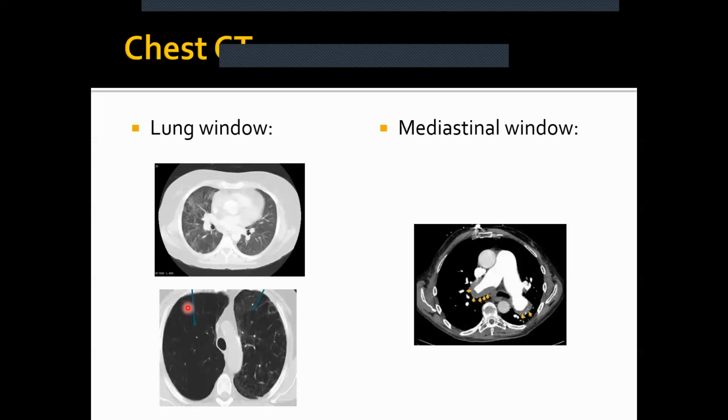Now because the lung is mostly air, that's going to be a very low attenuation, and what that means is that most of the bone and most of the other stuff is going to be completely white, like completely bleached out. But that means that you can see the lung very, very easily.